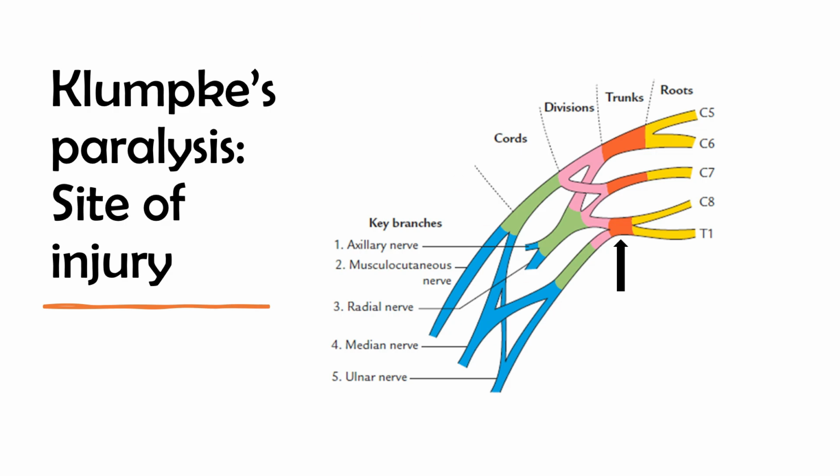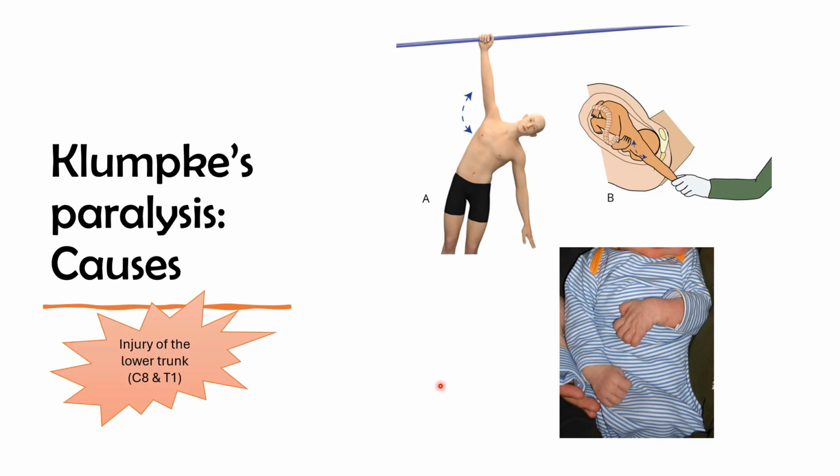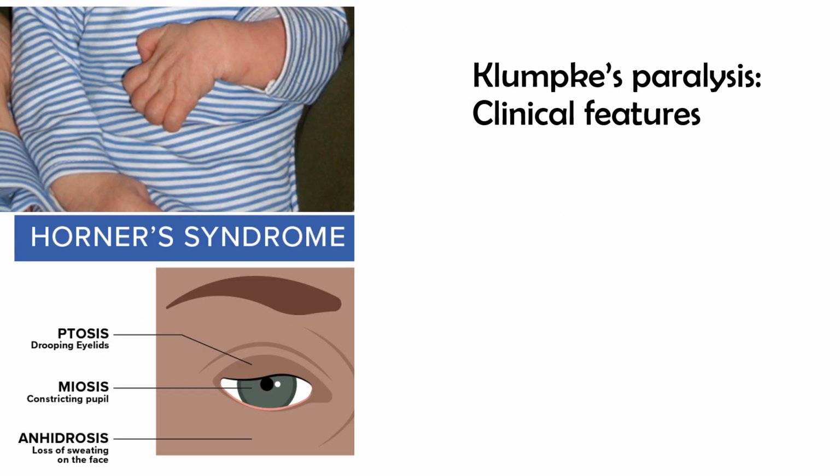So now let's look into the clinical features. We now know that the cause for Klumpke's paralysis is the injury of the lower trunk. So what causes this injury? It is mainly because of the hyperabduction of the arm, which may occur when one falls on an outstretched hand or when hanging on to a bar or something, when there is hyperabduction or overstretching, or during an extended arm delivery. So this can lead to the injury of the lower trunk.